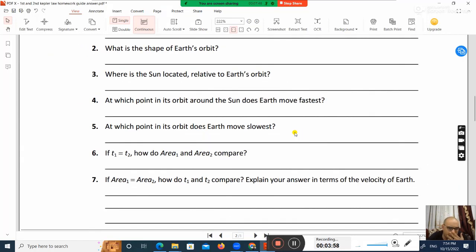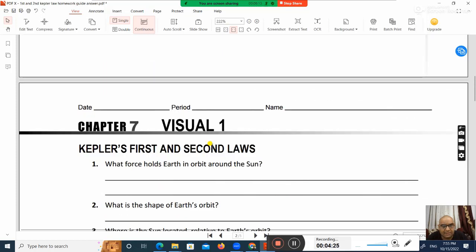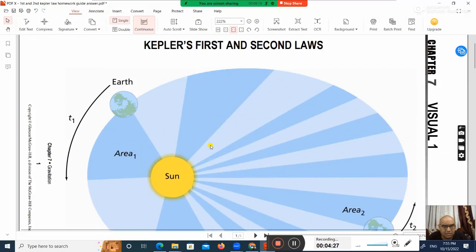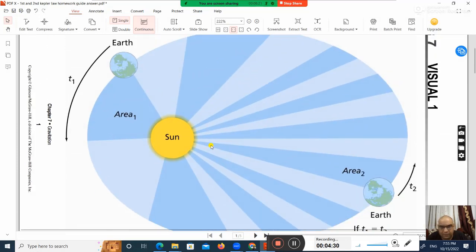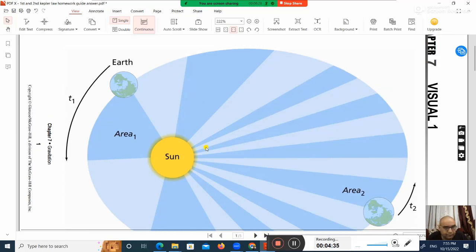If T1 equals T2, how do areas 1 and 2 compare? Areas are equal to each other. We said this equal to this, represented by Kepler's second law. Kepler's second law mentions that for equal times, equal areas are swept or covered from the sun at equal intervals of time, as the distance and speed of the revolving differ from one position to another according to the difference in gravity.